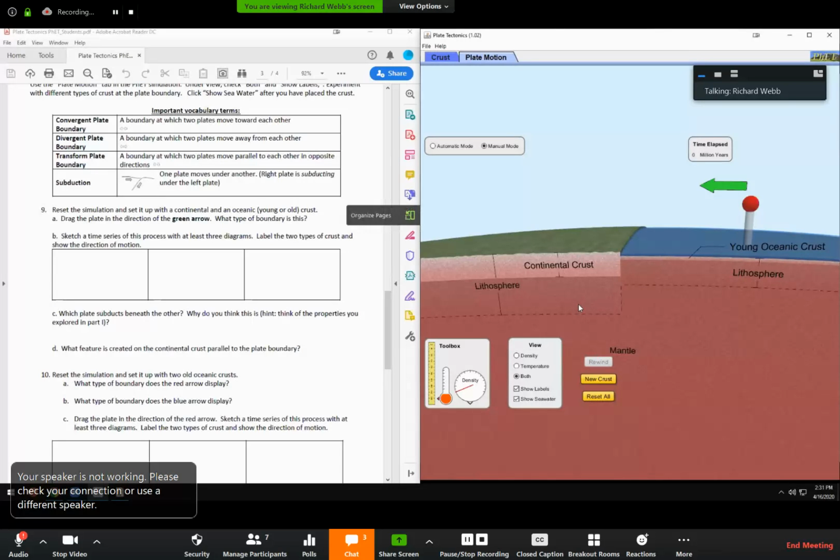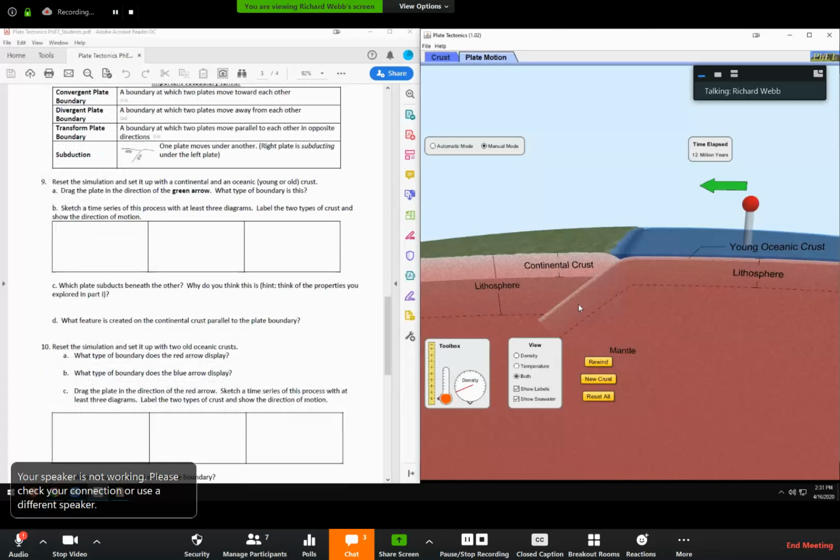So here I have a continental and an ocean crust. It doesn't matter if it's young or old. I put young. And you have a green arrow. And so what type of boundary do we have if I make this slide in the direction of the green arrow? So you answer what type of boundary that is.